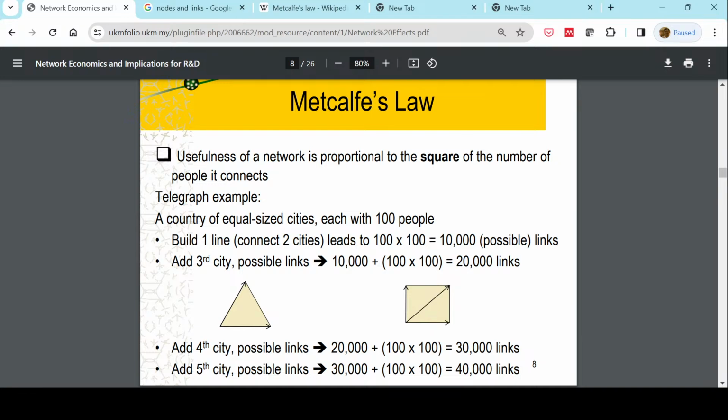You see, the Metcalfe law: 2 cities connecting, 10,000 possible links. This one here in the bracket, I replaced, because when I was typing this, I didn't type. This is the n to the power of 2. n to the power of 2, the one that I like here, n to the power of 2. So that's Metcalfe's law.